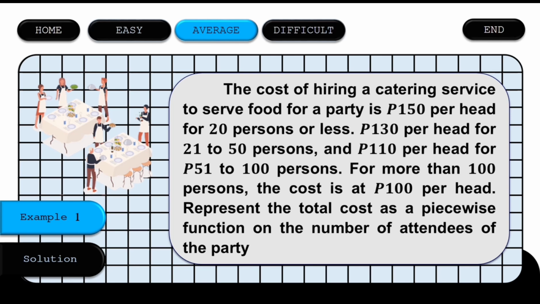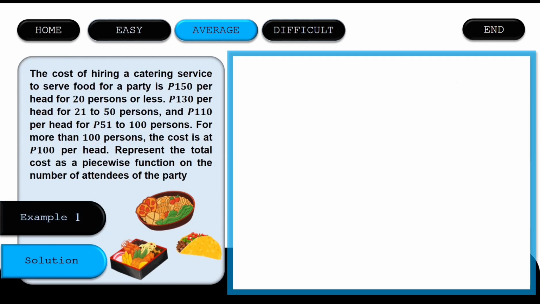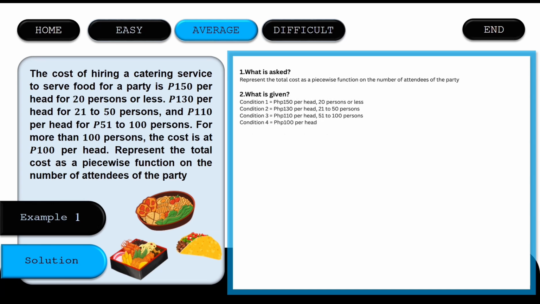For more than 100 persons, the cost is 100 pesos per head. Represent the total cost as a piecewise function on the number of attendees of the party. What is asked is to represent the total cost as a piecewise function on the number of attendees of the party. Second step, what is given?